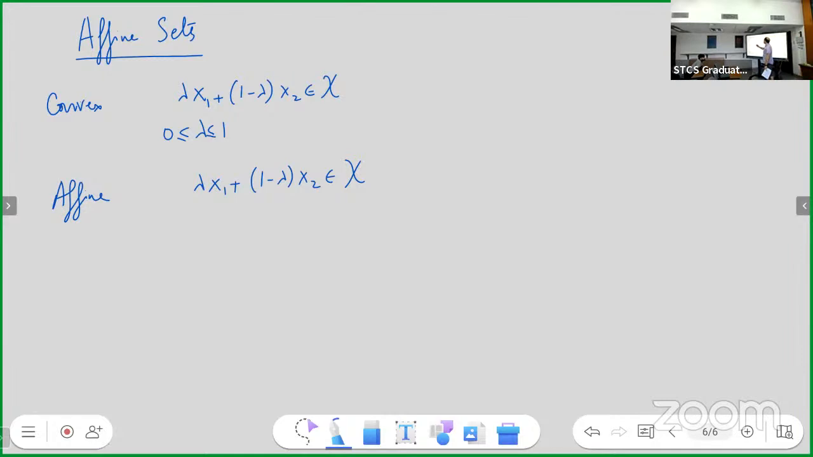So what we are removing here is the restriction that lambda belongs to 0 to 1. That's the difference between convex and affine. Affine will be convex. Okay, so every affine set is convex, but every convex set is not affine. Not all convex sets are affine.